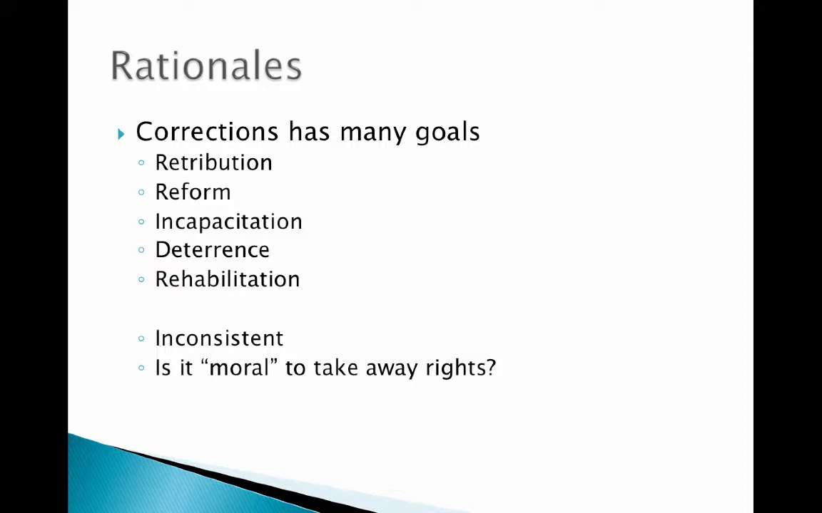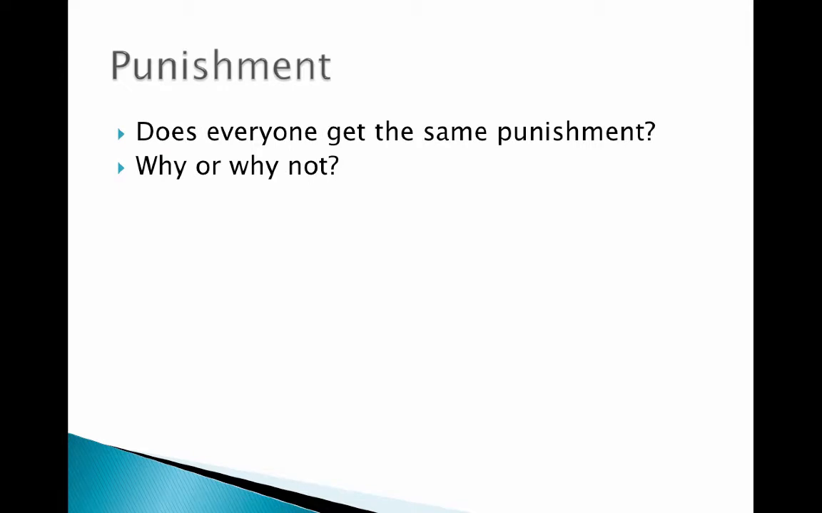One of the major criticisms of the criminal justice system is that it tends to be inconsistent in how it renders its punishments. Is it moral to take away rights? In terms of punishment, does everyone get the same punishment? Why or why not? Discussions regarding punishment often lead us to question why some people may receive harsh punishments while other people receive less harsh punishments.